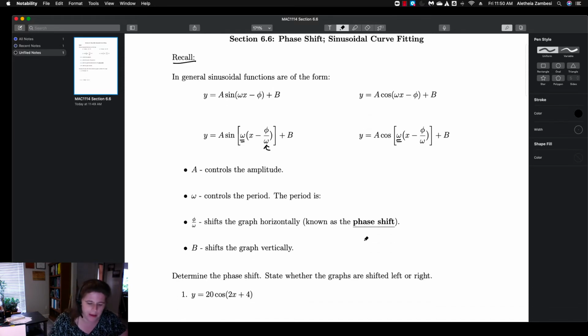So also in reminder, the A term controls the amplitude. So remember, amplitude is a distance, so amplitude is the absolute value of A. If you have a negative, what it is is a reflection of the graph, so it flips it upside down. Omega controls the period. The period T is equal to 2 pi over omega for sine and cosine. Phi over omega shifts the graph horizontally, so the phase shift is phi over omega.